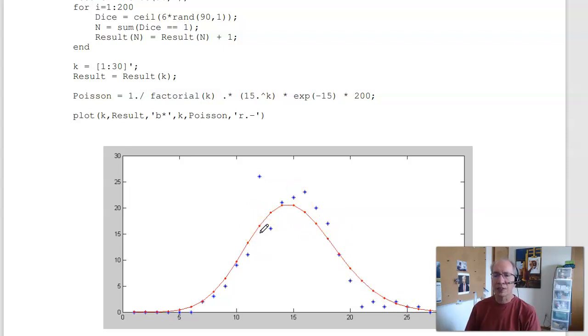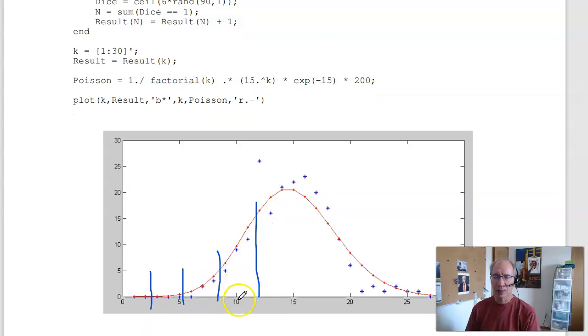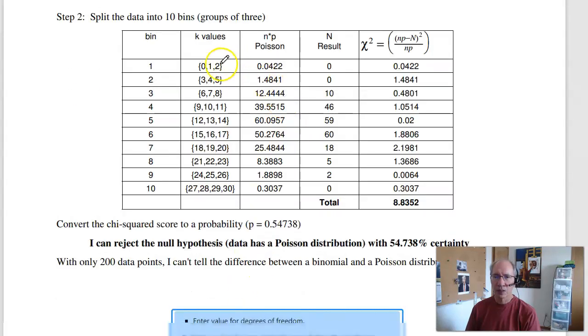Well, the first step is to split it up into bins. I don't really have enough data for 30 bins. Again, you want a couple results in each bin. With 30 bins, I'm not getting a lot of results. So what I did is I grouped them into threes. So 0, 1, and 2 is one bin. 3, 4, 5 is another bin. 6, 7, 8 is another bin. So these are my bins. So there's my first bin, k is 0, 1, or 2, second bin, 3, 4, 5. This is kind of arbitrary how you group them. But I did that so I get a decent number of results in each bin.